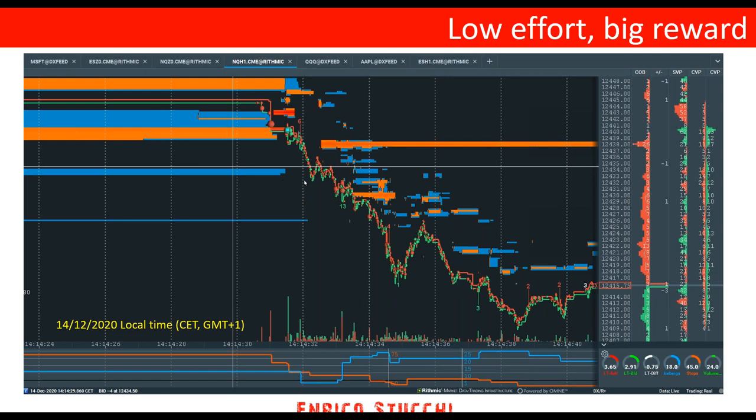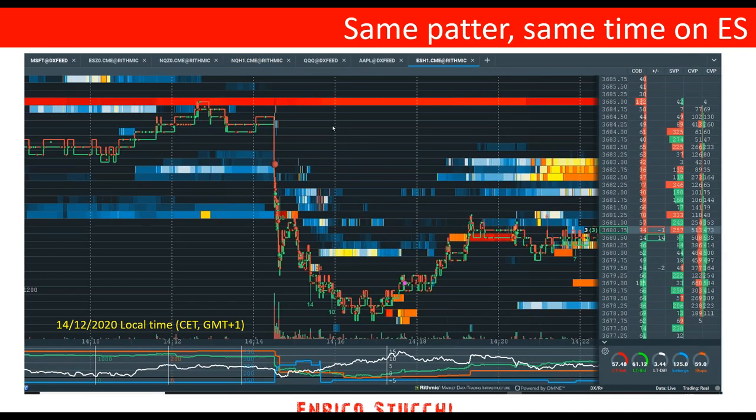This is the market maker that disappears from the market, and algorithmic activity can do that. Why? Because the same pattern at the same time on ES. So this is simultaneous. So that's clear on algorithmic activity. So when they say that market makers disappear, they can hit the bid with strong orders and move the price with little effort.